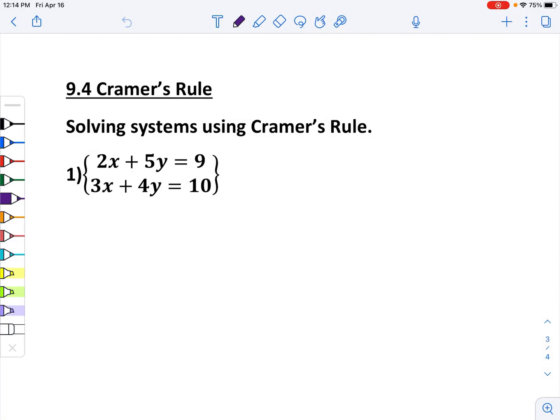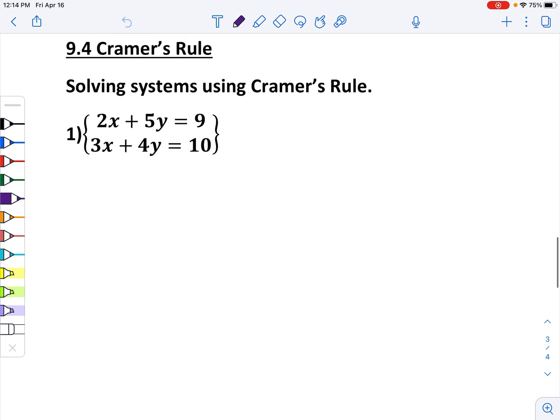Okay, we are working on solving systems using Cramer's rule. It's just another way of doing systems with matrices, and a lot of it has to do with using the determinant. So the way I find my x value is I take Dx over D. And let me explain what that is.